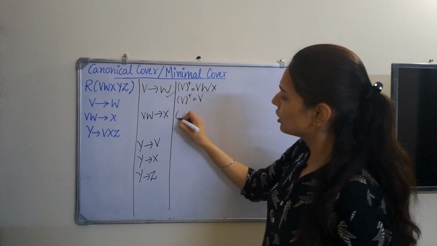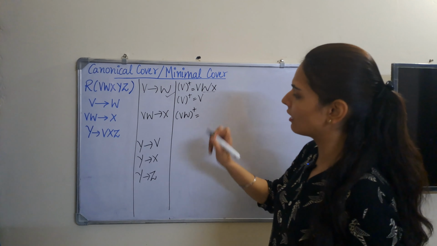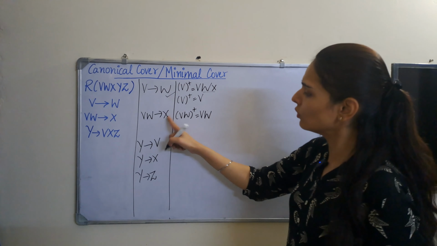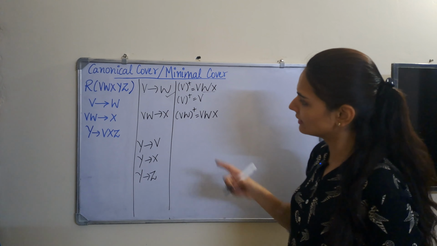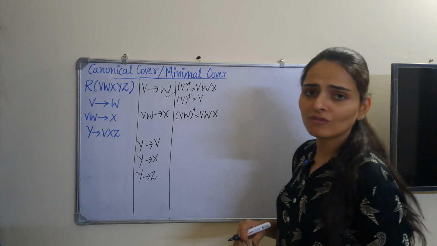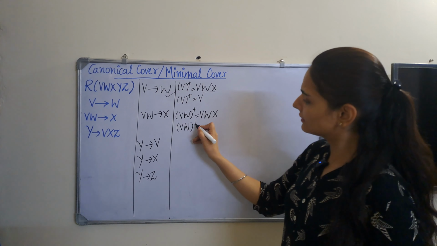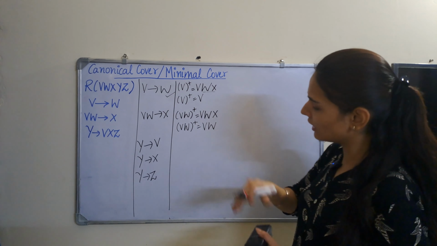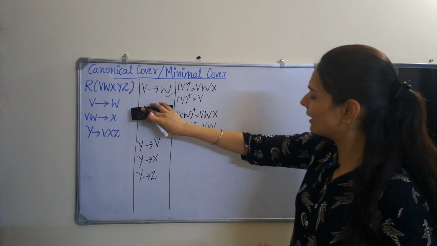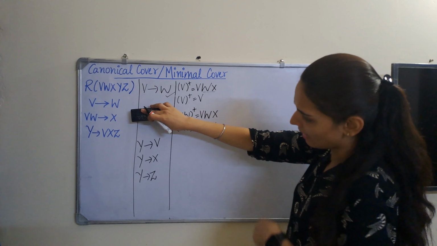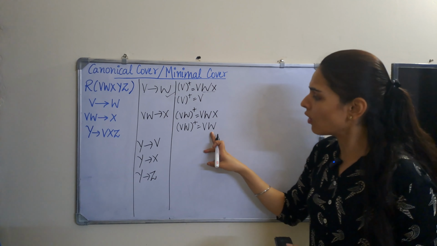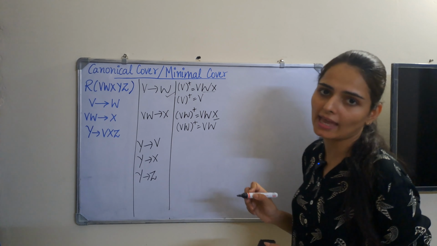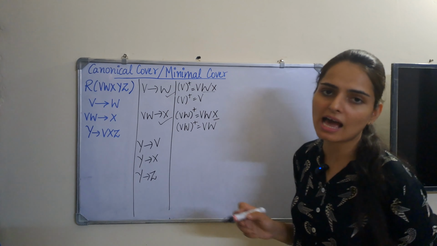Next is VW to X. So now we will find out the closure of VW by keeping the functional dependency in the system first. So we have V, W, then we have X, then do we have anything else? No. Now again we find out the closure of VW, but this time we won't consider this functional dependency. So what do we get? We get VW, and with VW do we get anything else? With this we get W, but we already have that, and nothing else. So again we can see that if we remove this functional dependency, we will lose the value of X. So again this functional dependency we will have to keep.